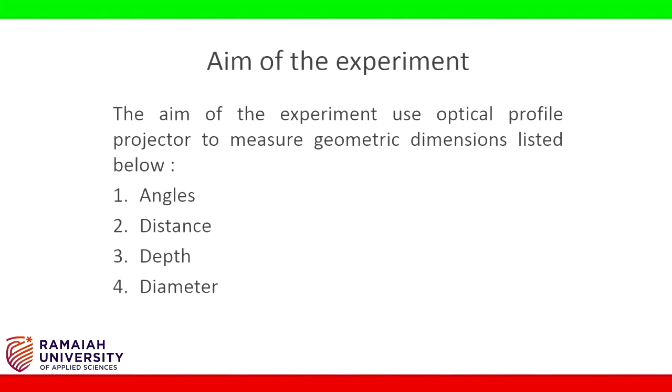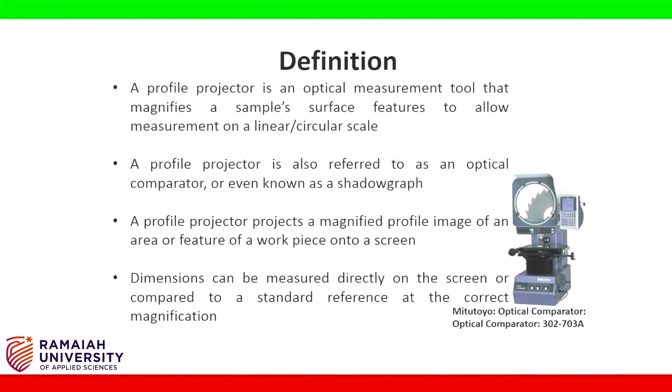The aim of the experiment is to use an optical profile projector to measure geometric dimensions listed below: angles, distance, depth and diameter. Definitions. A profile projector is an optical measurement tool that magnifies a sample's surface features to allow measurement on a linear or circular scale.